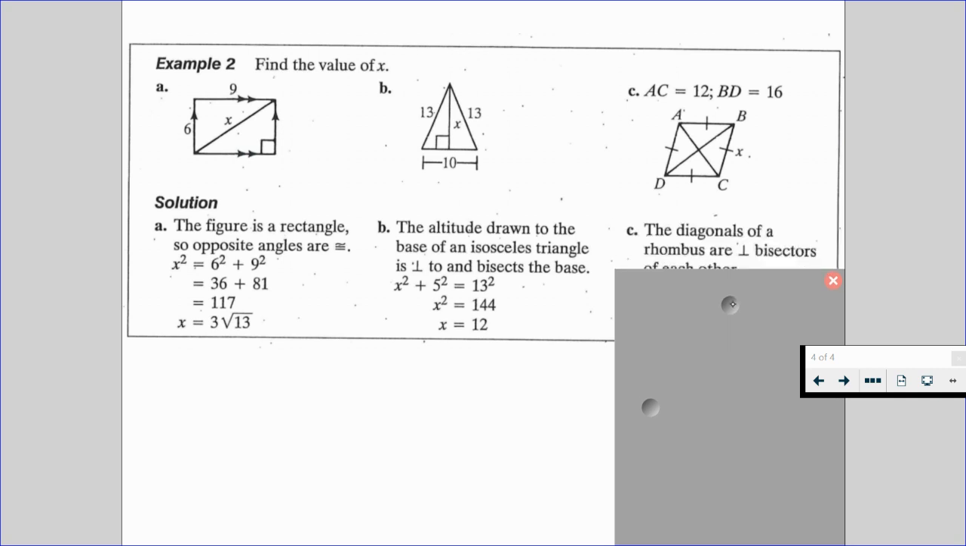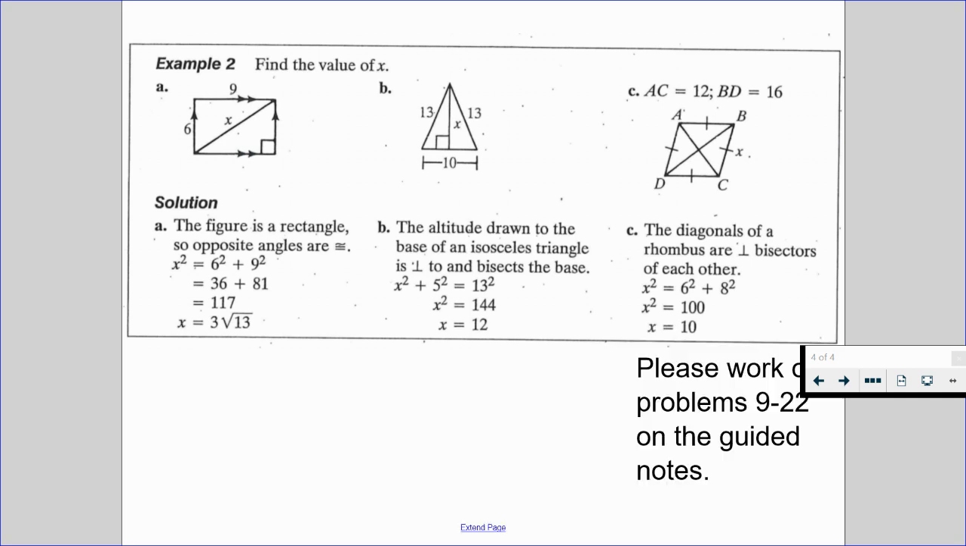For C, though, the diagonals of a rhombus are perpendicular bisectors of each other, which is great to know. So we're going to have x squared is equal to 6 squared plus 8 squared. So we're taking half of AC, half of BD. We end up with x squared is equal to 100 because 36 plus 64 is 100. And we take the square root of both sides, end up with 10.